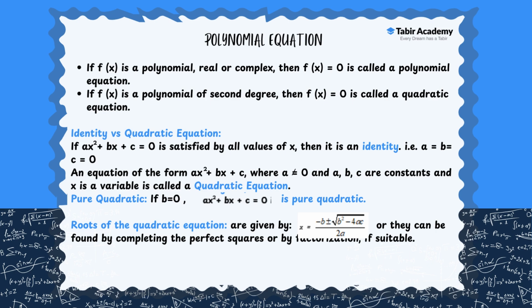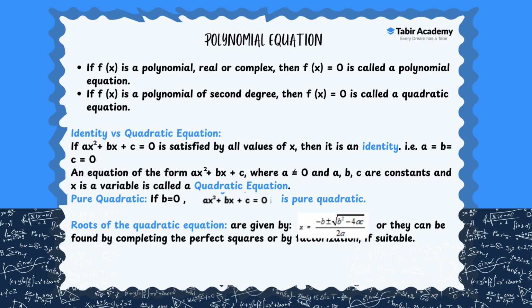A key distinction here is between identities and equations, जिसमें for example if ax square plus bx plus c equals to 0 holds true for all values of x, then it is an identity which only happens जब a is equals to b is equals to c equals to 0. However, quadratic equations सिर्फ specific values of x के लिए hold करती हैं, which we call the roots of the equation.